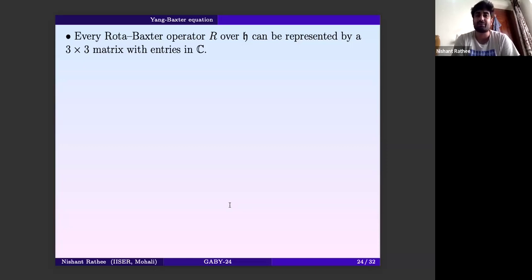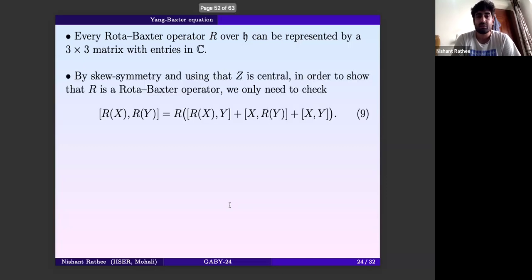The Heisenberg Lie algebra is what I mentioned, of dimension 3. So every linear operator on it can be represented by a 3 cross 3 matrix with entries in C. By the skew symmetry of the Lie bracket, and using that z is central, in order to show that a map R is a Rota-Baxter operator, we only need to check that it satisfies this identity. So in the case of the Heisenberg Lie algebra, our case is really simplified. We only need to check which matrices satisfy this identity.